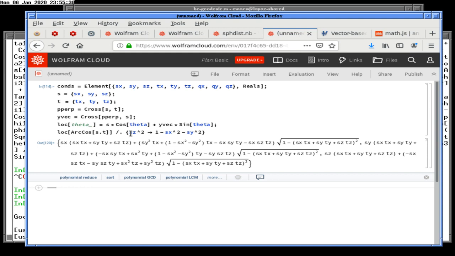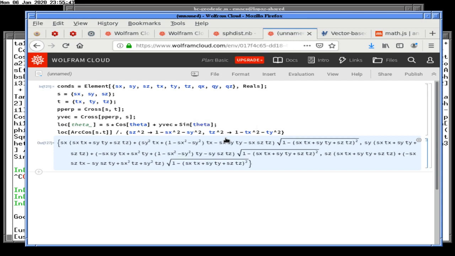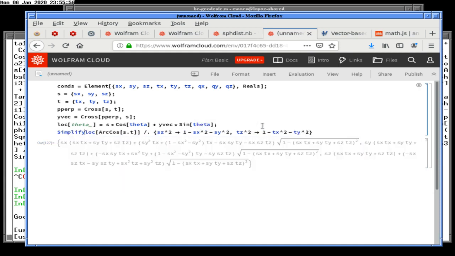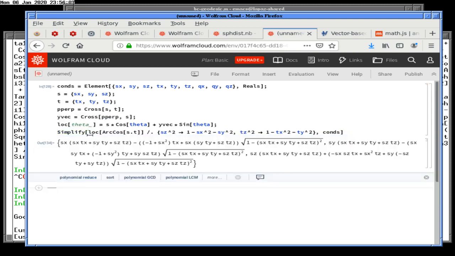A little bit it helped, I think. And then the same is true of T, of course. TZ squared is 1 minus TX squared minus TY squared. Then I guess all of that we can simplify under the given conditions. Oh. Yeah, for some reason it prints these backwards for me. Okay, so this is not looking like it's going to simplify here.